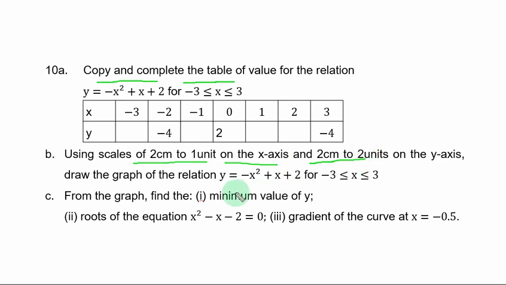Draw the graph of the relation y equals minus s squared plus s plus 2 over the range of values of s. C part of the question: from the graph, find: figure 1, the minimum value of y; figure 2, the roots of the equation s squared minus s minus 2 equals 0; figure 3, the gradient of the curve at s equals minus 0.5.